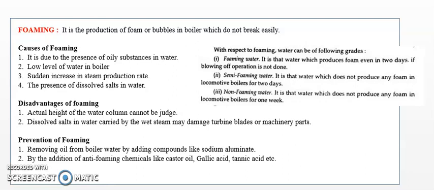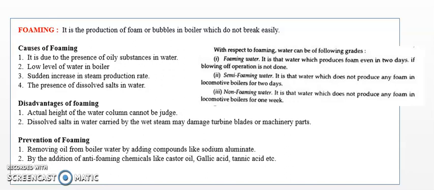Now, foaming is the production of foam or bubbles in the boiler which do not break easily. Now, the causes of foaming. It is due to the presence of oily substances in water, low level of water in the boiler, sudden increase in steam production rate, and the presence of dissolved salts in water.